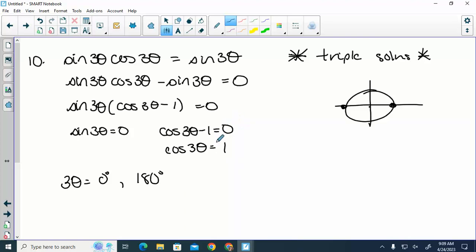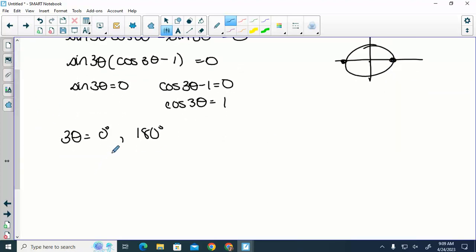Then I have cosine 3 theta equals 1. So cosine is 1 at 0 degrees. You guys like to go ahead and get the extra solutions now, right? So we have 2. Because there's triple, we're going to get a total of 6. To do that, we add 360 to each of those. So 0 plus 360 plus 360. And we do the same thing here. So 180 plus 360 plus 360. And then you go through and you divide each one of those by 3.